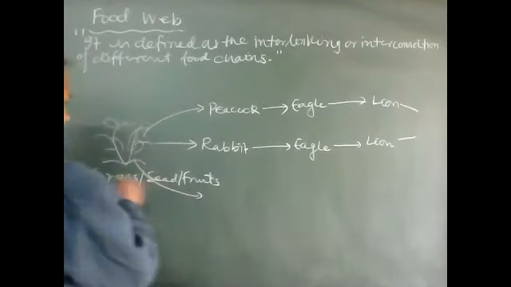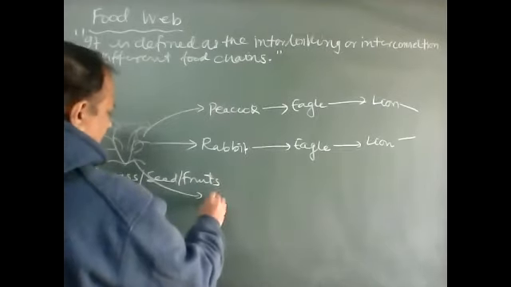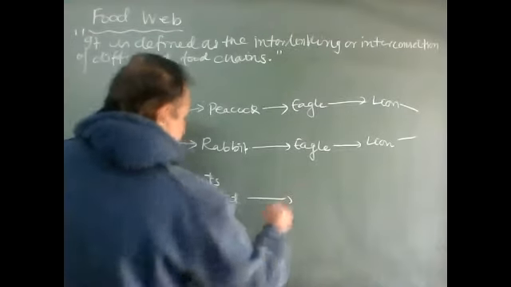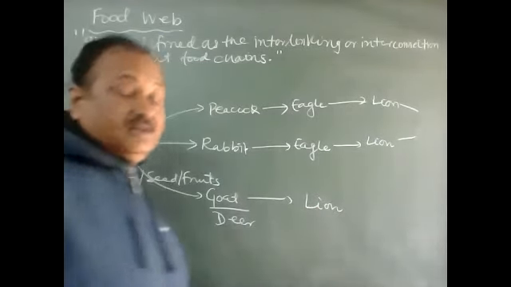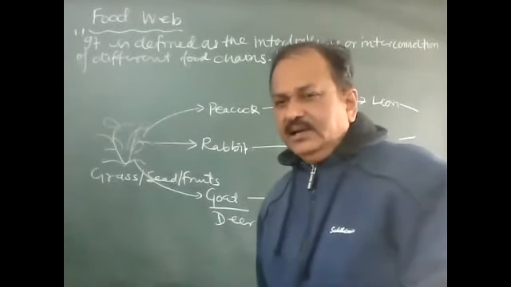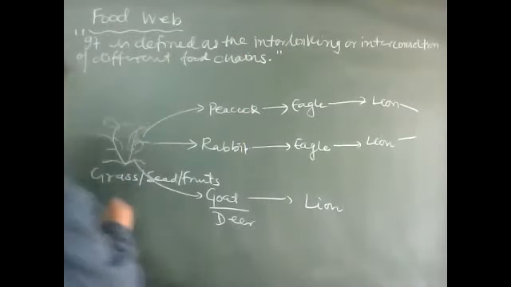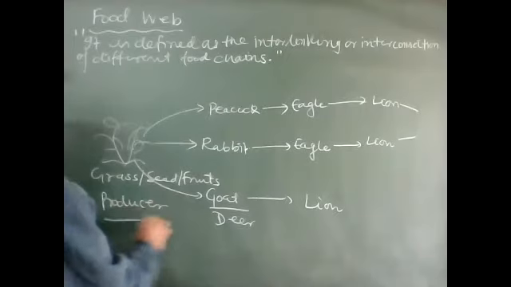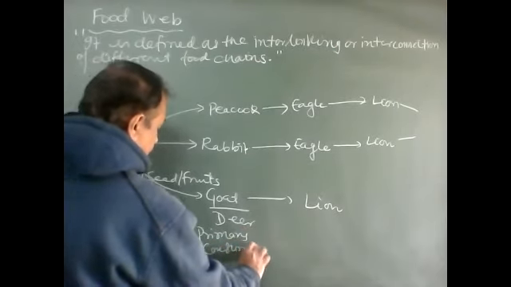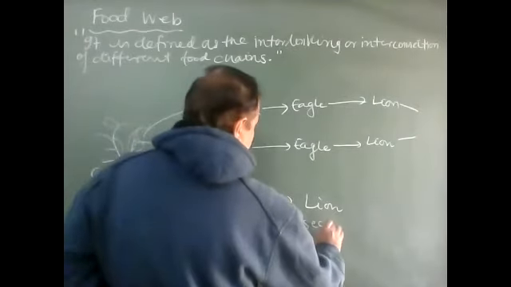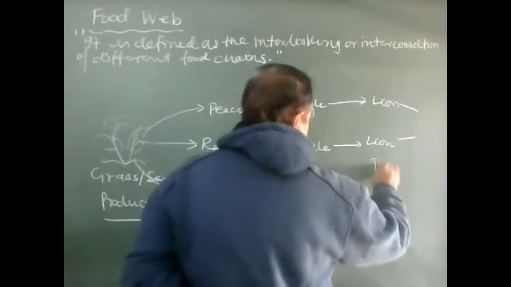Similarly, the plants, seeds, they are eaten by the small, like the goat, or it can be deer, it can be eaten by the lion. Now see how they are interconnected. Children, you can connect the different food chains. I have drawn three food chains. This is producer. These are primary consumers. These are secondary consumers, and these are tertiary.